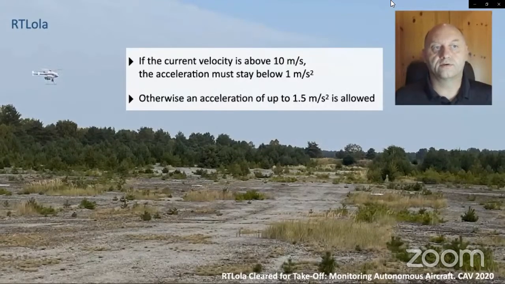We're monitoring the velocity and the acceleration of a drone. Let's say that the rule is that if the drone is already pretty fast, that is, it goes by more than 10 meters per second, then the acceleration should be limited to 1 meter per square second. Otherwise, we'll allow 1.5 meters per square second.